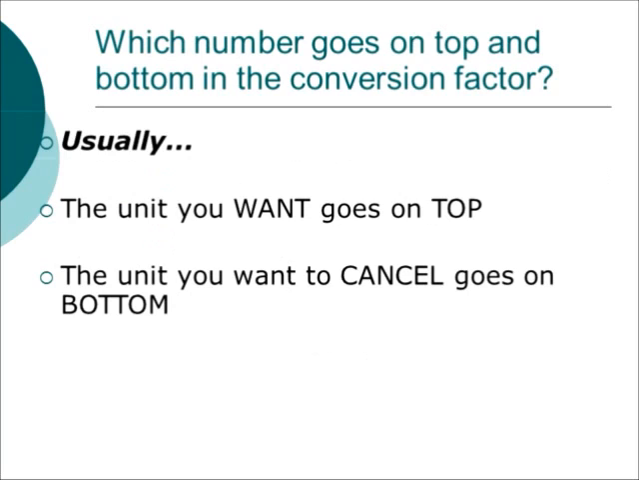Alright, so usually whenever we're doing this, you've got to figure out which number goes on top and which one goes on the bottom. The unit that you want, that's what you're always going to put on the top. The one that you want to cancel out, you're going to put on the bottom. That way when you divide, you're getting rid of those units and you're left with only the one you want.